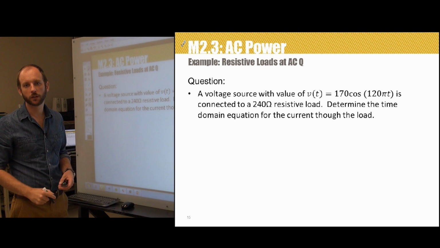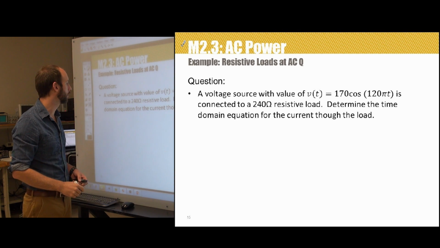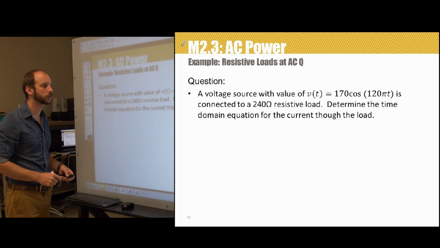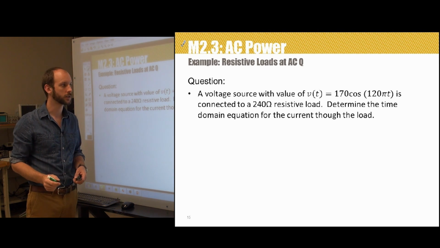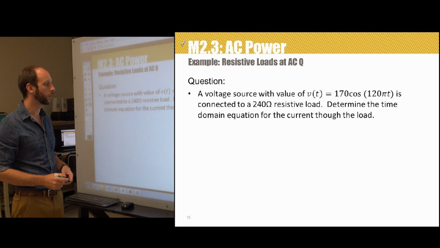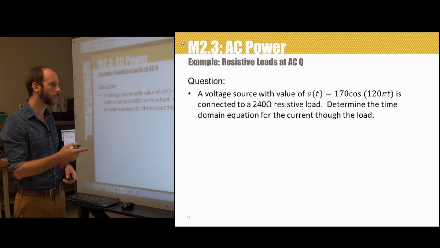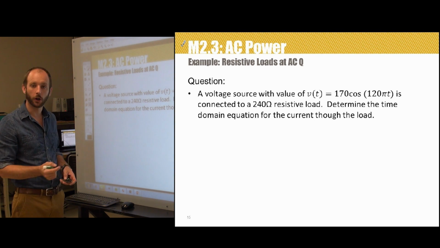Okay, so now let's work an example using Ohm's law for AC circuits. Here we have a voltage source with value v(t) equals 170 cosine 120 pi t connected to a 240 ohm resistive load. What we want to do is determine the time domain equation for the current through the load.